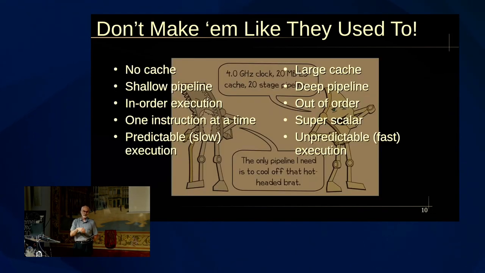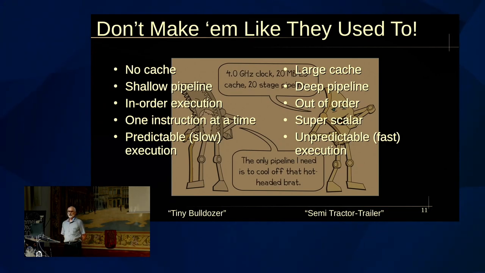So no cache, shallow pipeline, in-order execution, and so on. Predictable, very slow execution. I think that thing was like 2 megahertz, maybe 4, all right? That was megahertz, not gigahertz. This thing runs at about 2 gigahertz, so roughly 3 orders of magnitude faster. And it's got all the stuff there: large cache, deep pipeline, out of order, superscalar, and unpredictable, but very fast execution if you set your code up correctly and have a good workload.